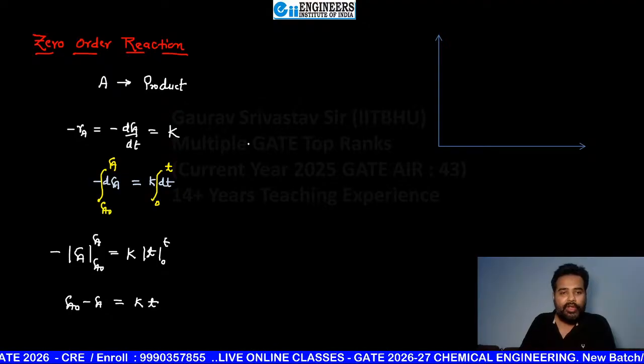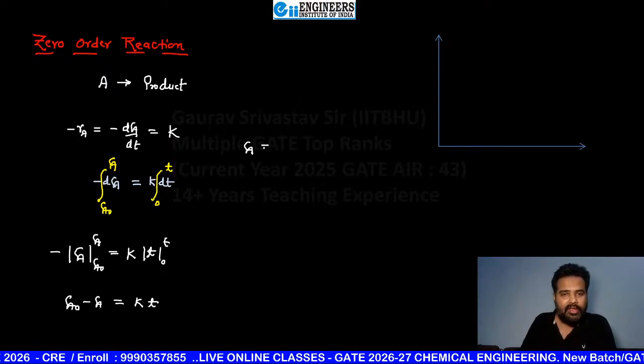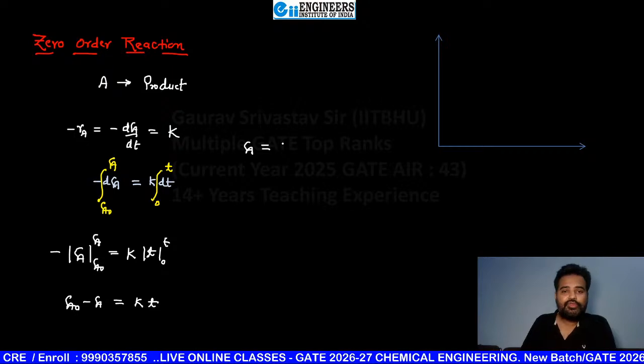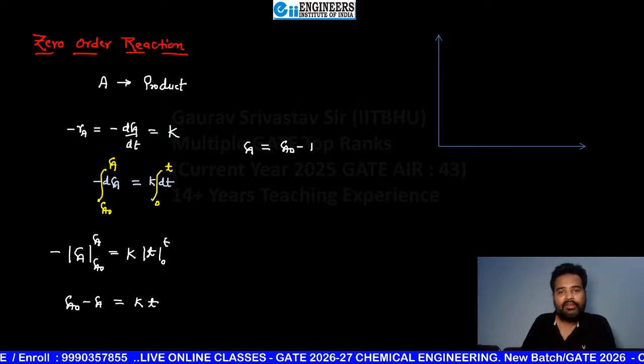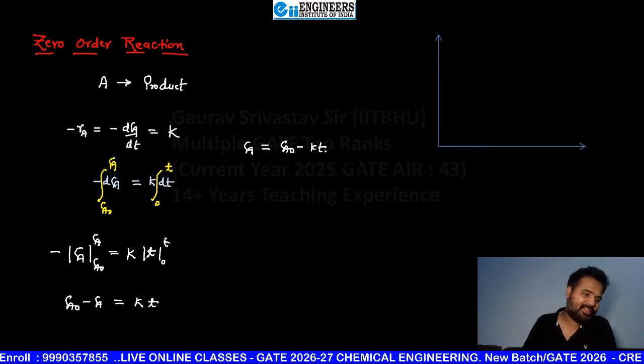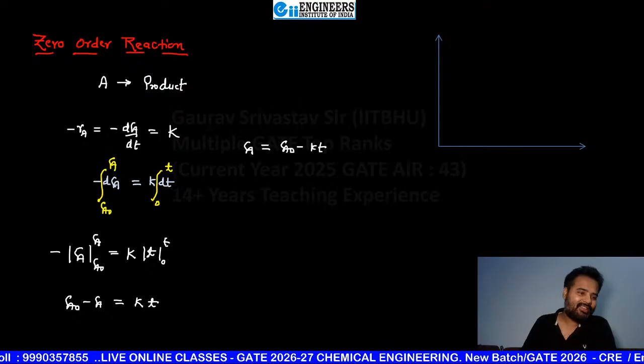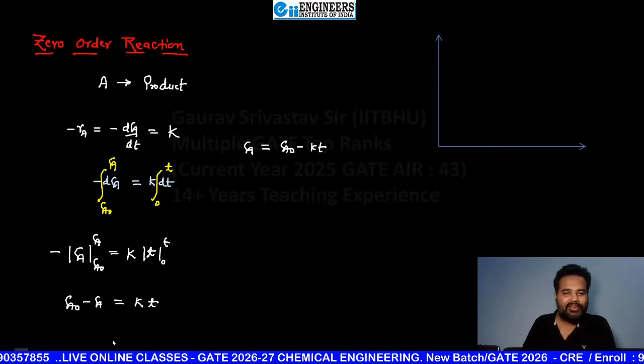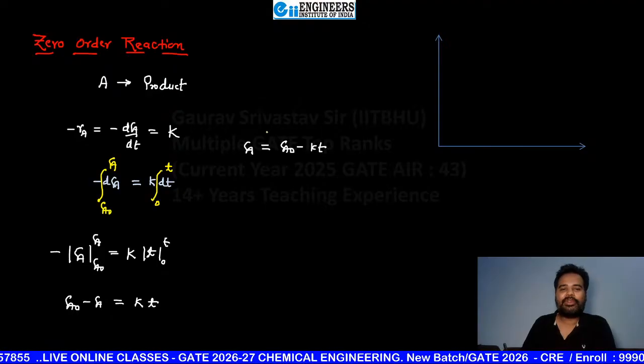Further, if you rearrange it, you can write CA equals CA naught minus kt. Is it correct or not correct? Please tell me. Is it right or wrong? Correct, right? Very good. So we are getting this as our final expression.